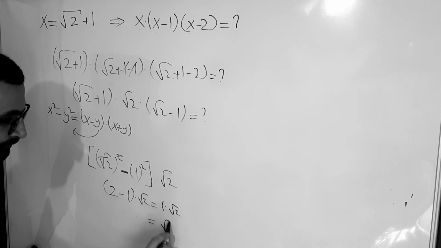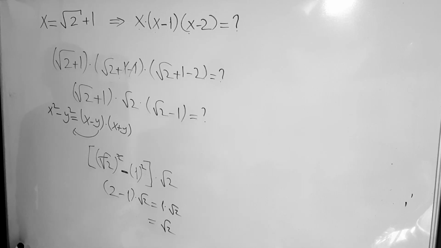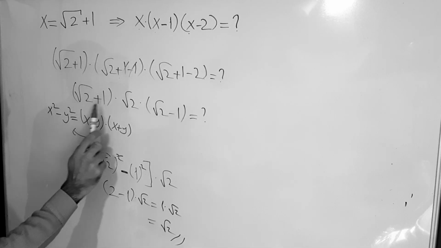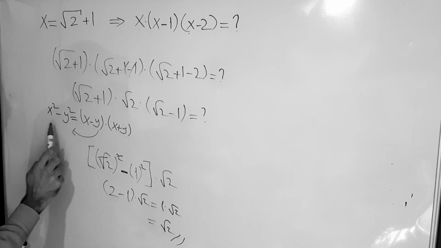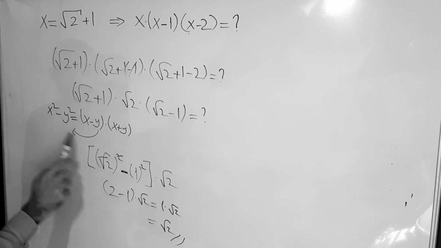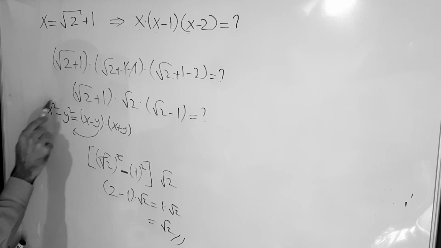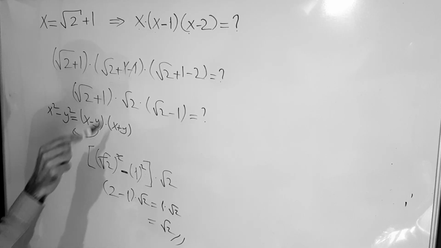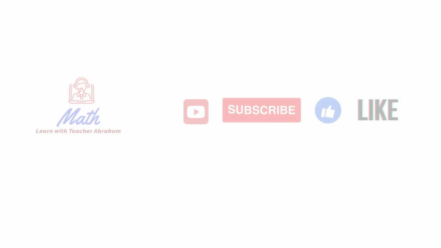So our expression simplifies to 1 times the square root of 2. And finally 1 times the square root of 2 equals the square root of 2. Our final answer is the square root of 2. The real magic here is identifying the difference of squares. By spotting that x plus y times x minus y pattern, we turn those complex roots into a simple 1, leaving us with a final answer of root 2.